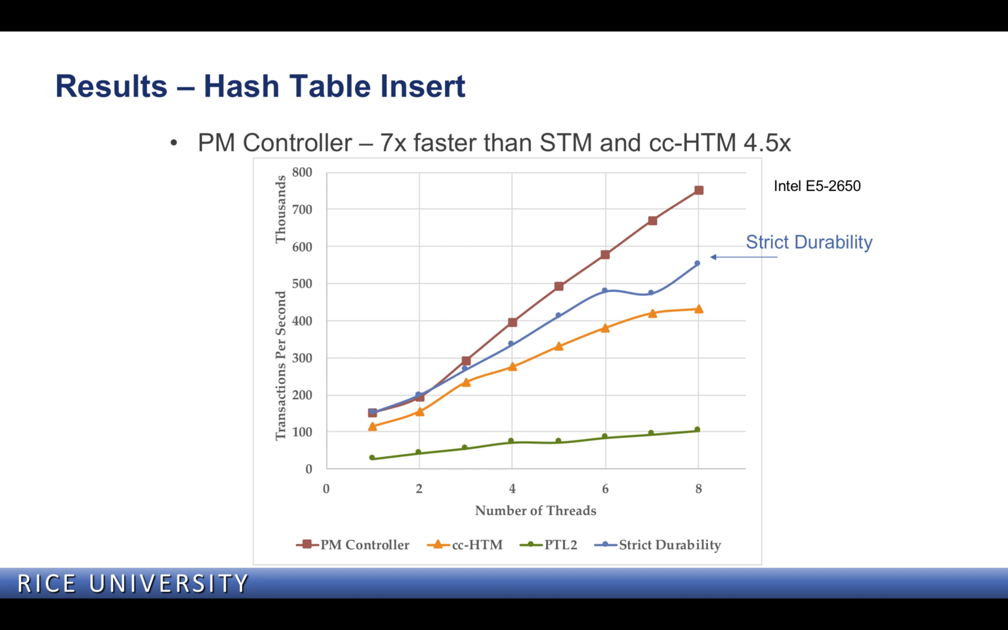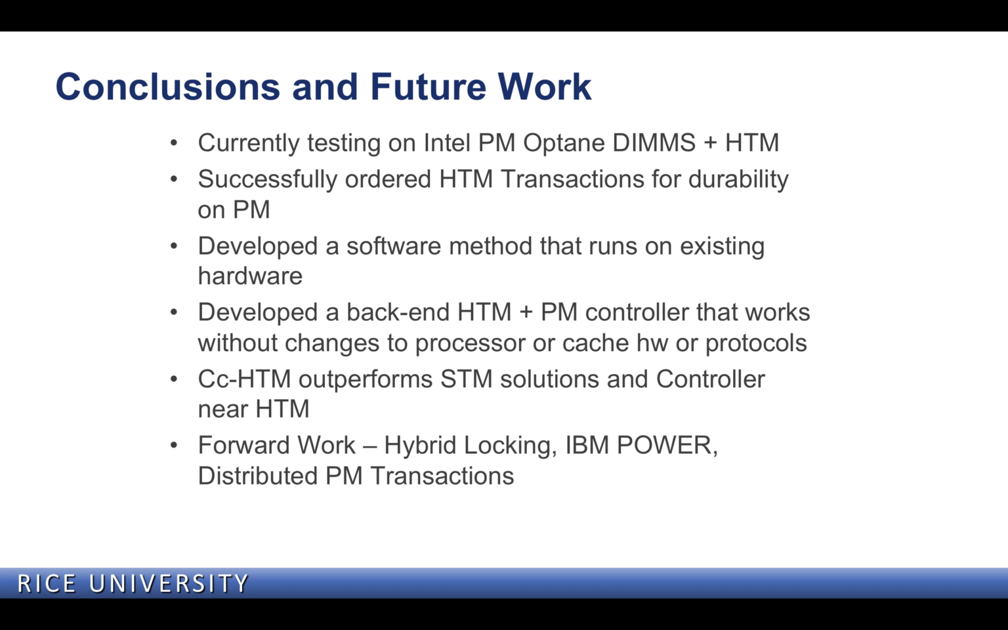When we implement strict durability, we still see a great performance increase over the green shown there, which is the transactional memory systems. So we're currently testing on Intel Optane DIMMs, so existing persistent memory. The software successfully orders transactions for durability on persistent memory. There's a back-end controller that supports the system if desired to allow even more performance, and it outperforms current solutions.